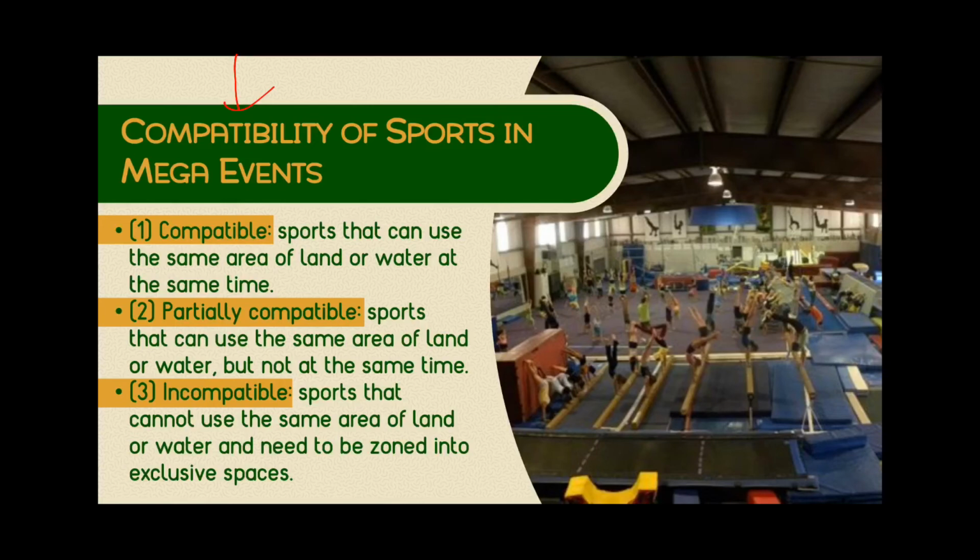Because, of course, for example, in the Philippines, there are limited spaces in relation to where we can do our sports. So there are 3 ways we can put sports together. There are sports that are compatible, partially compatible, and incompatible. Compatible sports are sports that can use the same area of land or water at the same time.